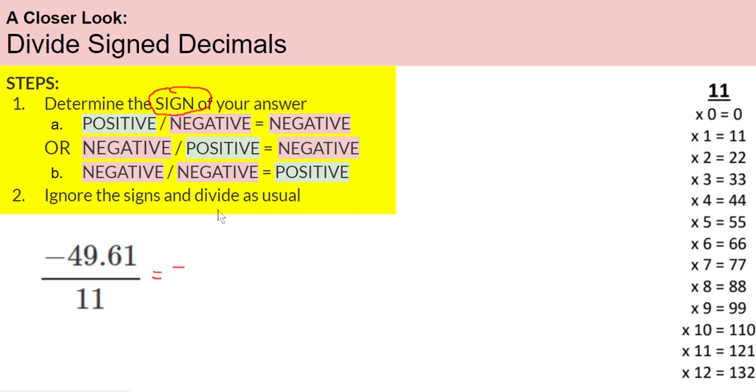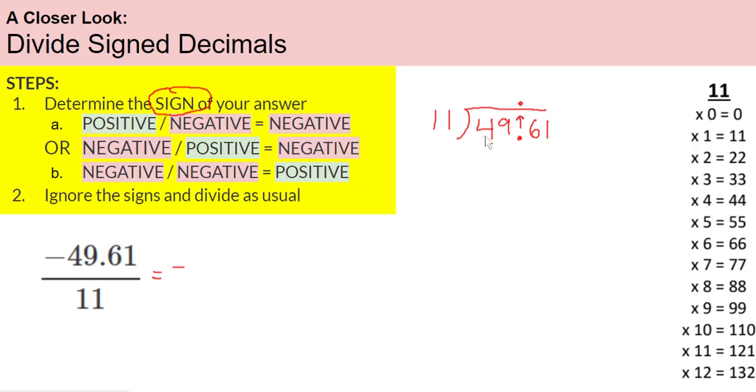Now we're just going to divide as usual. 49.61 divided by 11. We don't have a decimal out here, so we don't have to worry about anything. We have the decimal point right here. Let's move that straight up there, and then we don't have to worry about it anymore. I'm not going to write the decimal point as we go. I know it's going to be right there.